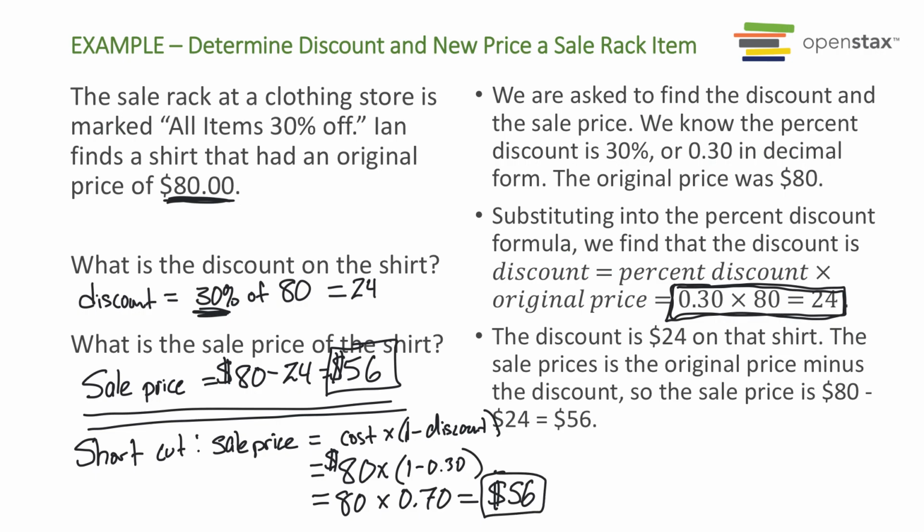And so this shortcut cuts out having to figure out what the discount is and just gives you the sale price. And I like to think about it like this. You got 100% of the cost was $80, and then you're taking out 30% because you're getting a discount. In other words, you're paying 70% of the price of the shirt. And so that's how that shortcut kind of works.